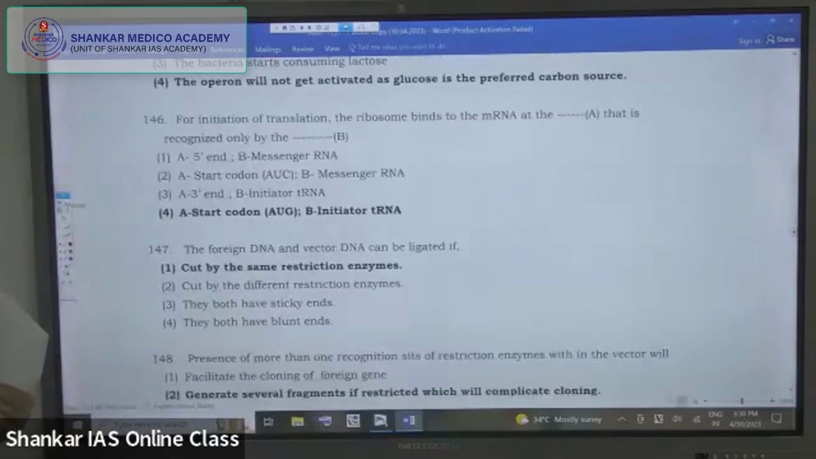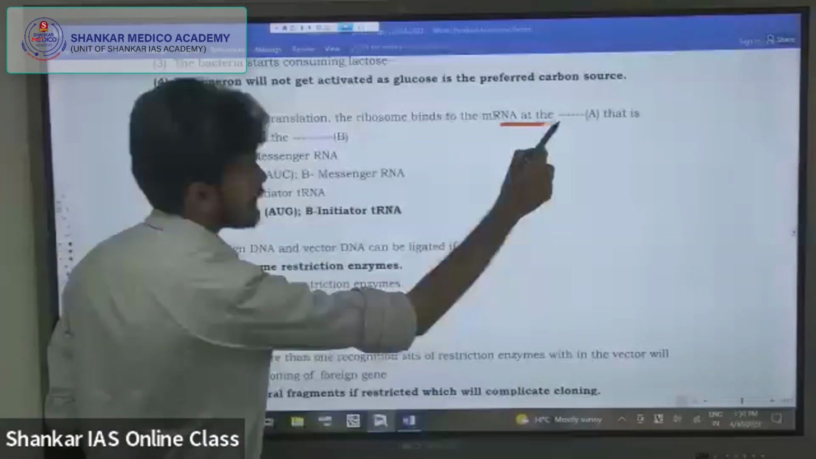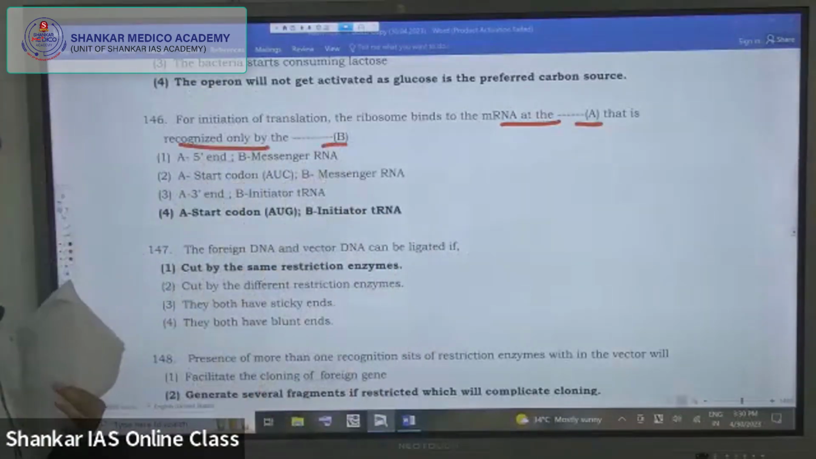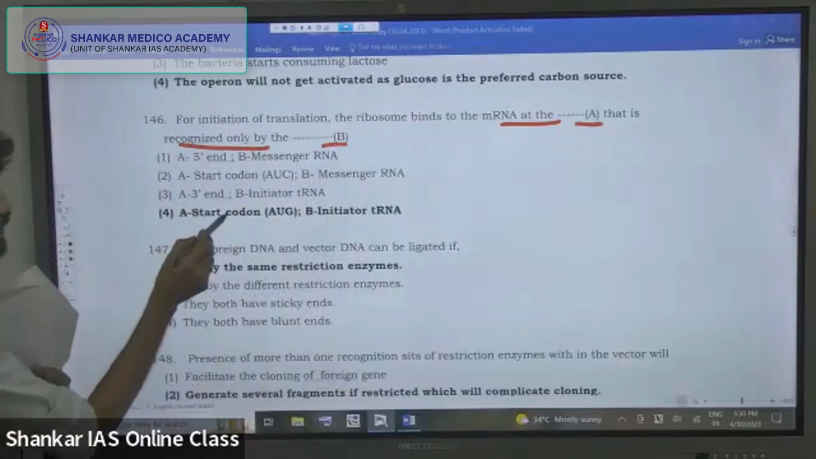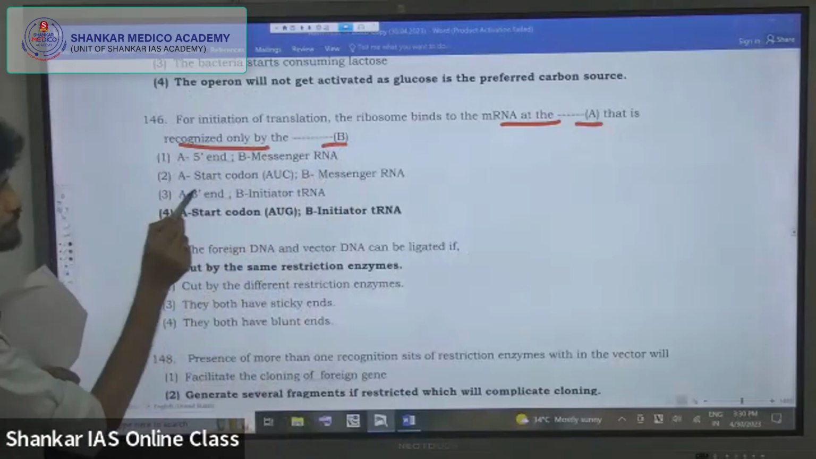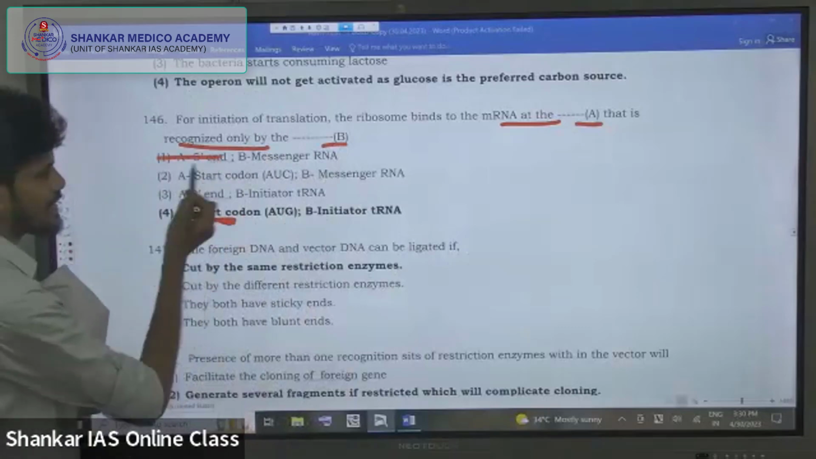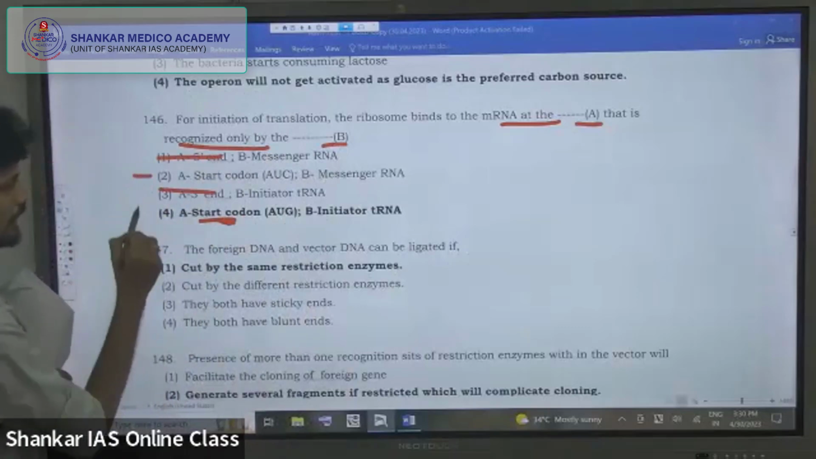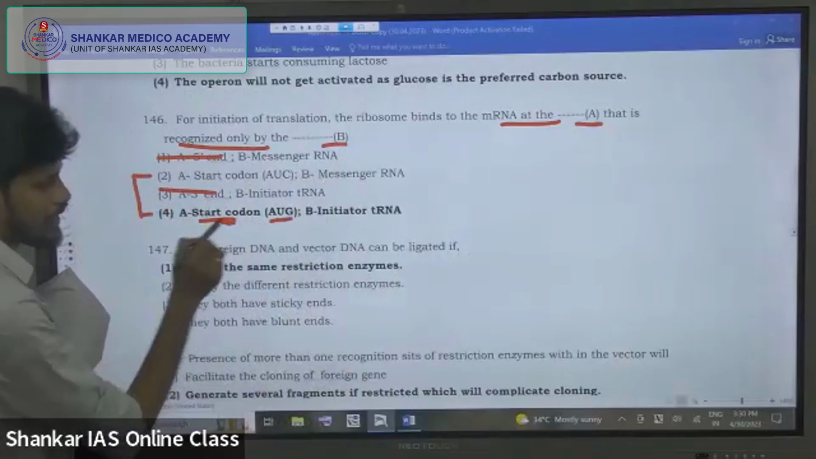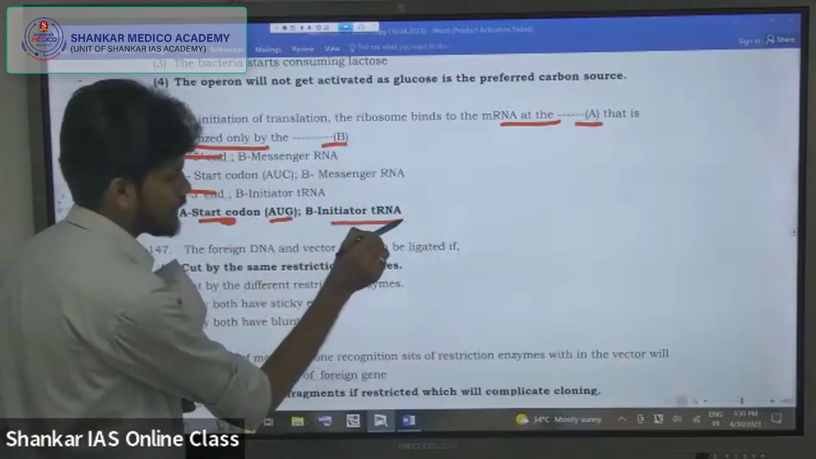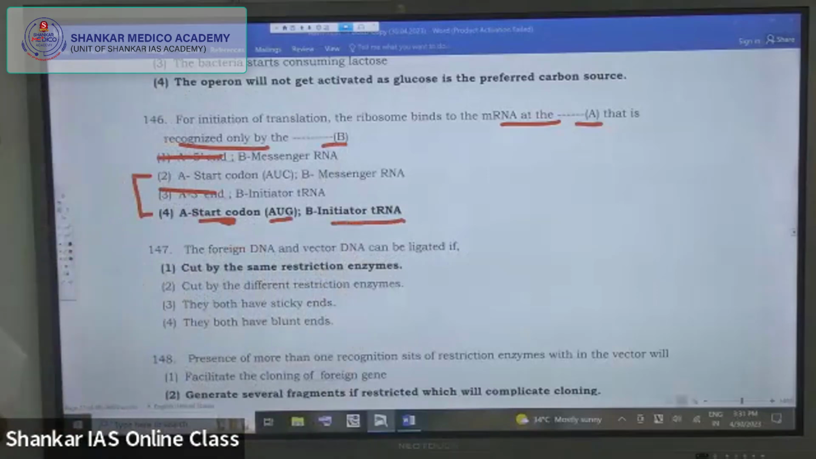And for initiation of translation, ribosomes will bind to the mRNA at the A, that is recognized only by the B. So the ribosome binds to the mRNA at the start codon, it won't bind to the 5' end or 3' end. It may bind to the start codon. So start codon will be the AUG, methionine, and it will be recognized only by the initiator tRNA.